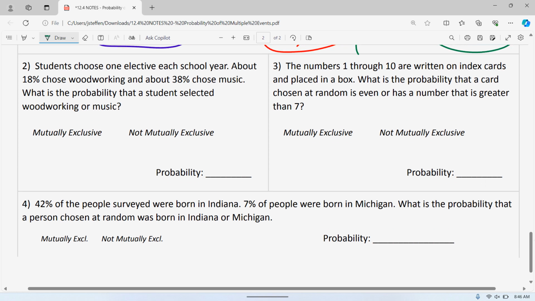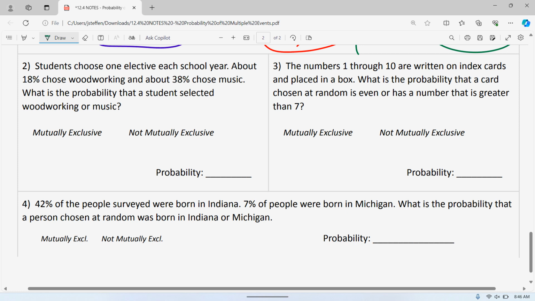Okay, number 2 is a really good one, because there's one small thing I want to make sure you remember, and some of you would figure out this mistake if you did it on your own anyways. Students choose one elective each school year. About 18% choose woodworking and 38% choose music. What's the probability of students choosing woodworking or music?